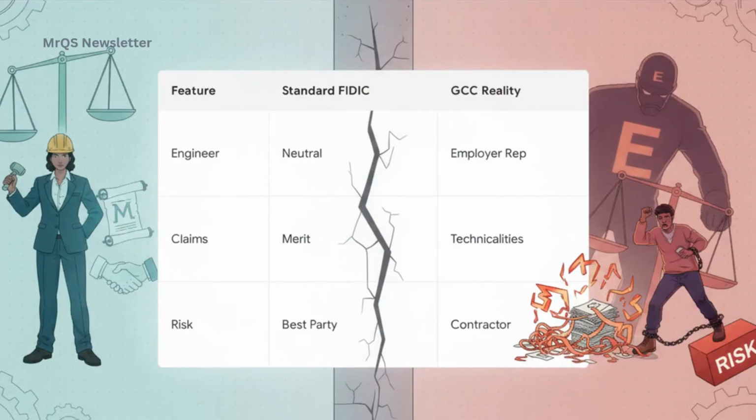Under a standard FIDIC contract, the engineer is supposed to be this independent, completely neutral administrator. But in the GCC reality, their authority is often stripped back until they're effectively just a mouthpiece for the employer. An academic study by Kendi Publishers pinpointed this exact issue. They found that the weakened authority of the engineer, along with terrible variation management, are huge contributors to disputes on GCC megaprojects. Claims that totally deserve to be evaluated on merit get tossed out over technicalities, and risks that really should be managed collaboratively are just unilaterally dumped on the contractor.